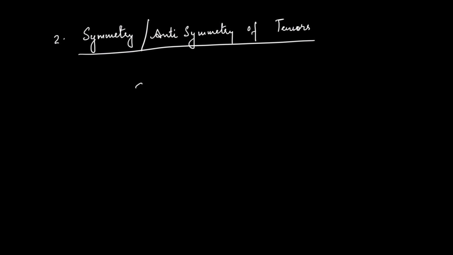For example, I take S mu nu. If the relative position of these two indices is immaterial, that is, even if I interchange the indices, then I get S nu mu. So when the relative position of the two indices is immaterial, which means that even after interchanging these two indices, they are the same, then this tensor is called a symmetric tensor.